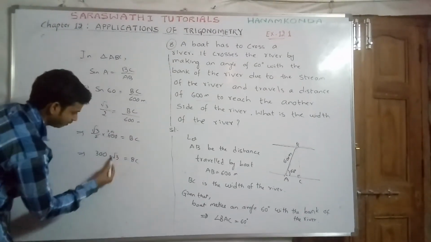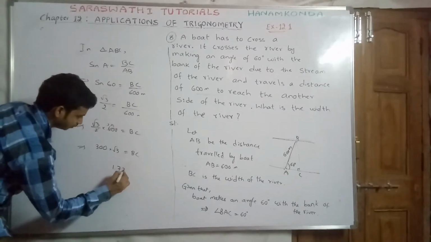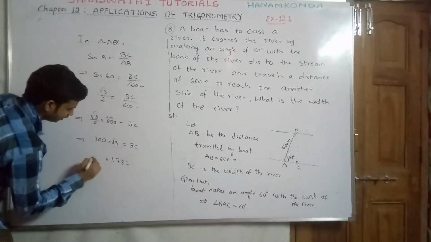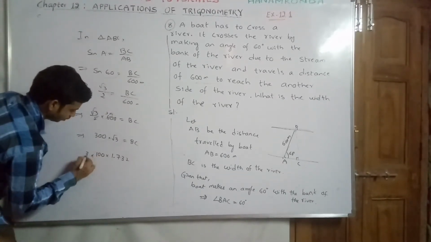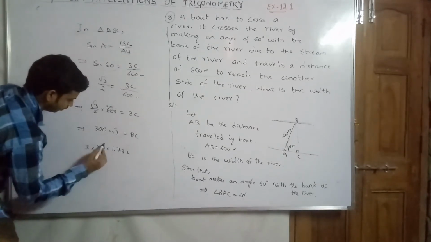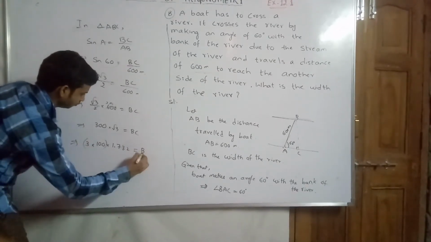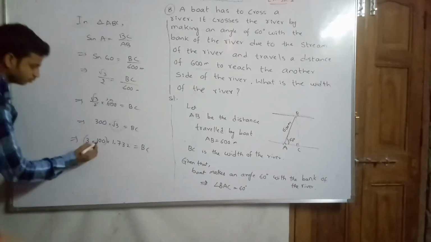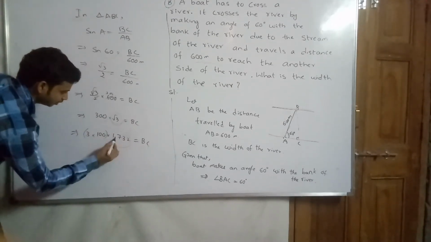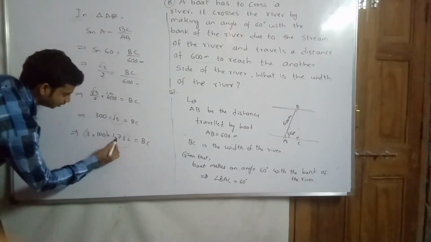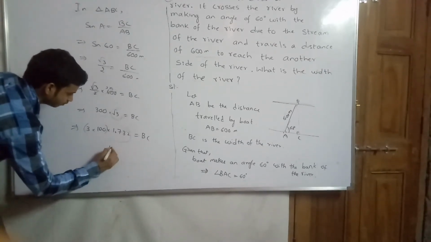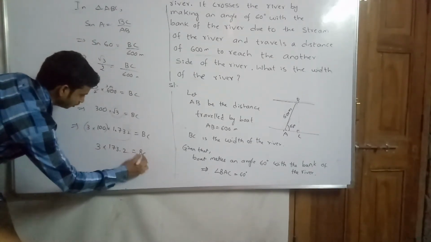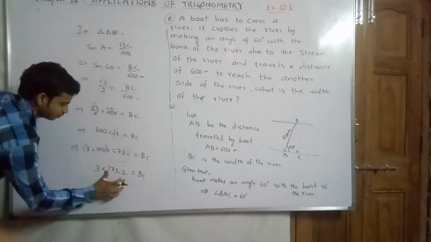Root 3 value we can take as 1.732. So we can write this 300 as 3 into 100, equals BC. The value of root 3 we have substituted here is 1.732. Now 100 into 1.732: since there are two zeros, the point shifts 2 digits to the right side. So 100 into 1.732 is 173.2, into 3.